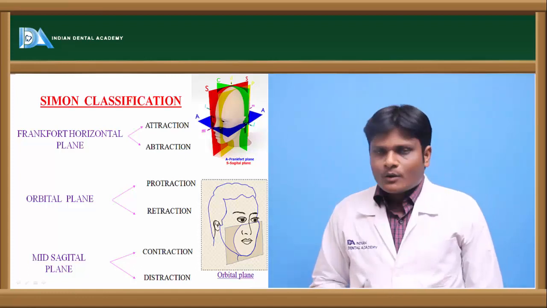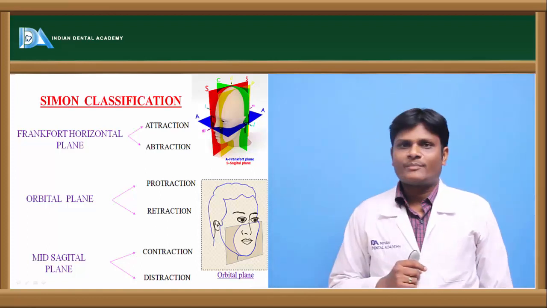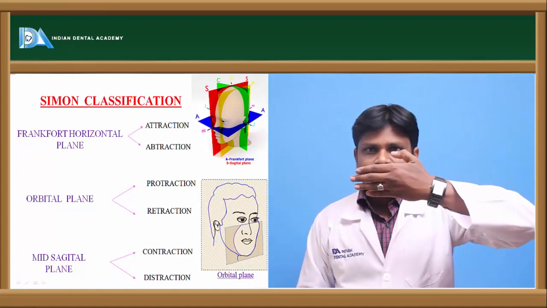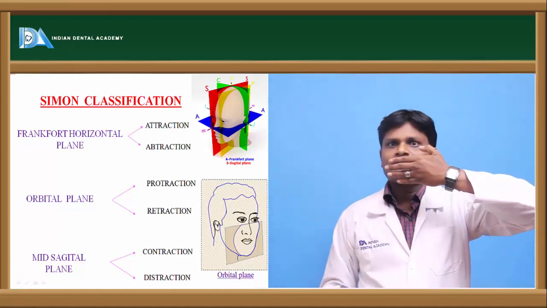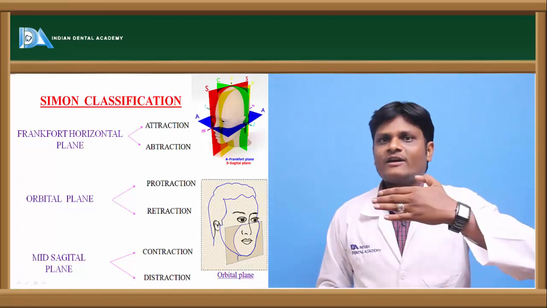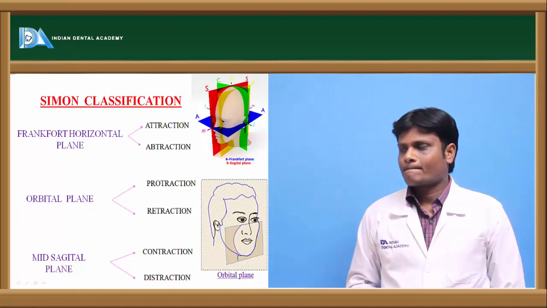Similarly, we can even specify the malocclusion with respect to the orbital plane. When the dentition is closer to the orbital plane, it is called retraction. When the dentition is away from the orbital plane, we call it protraction.